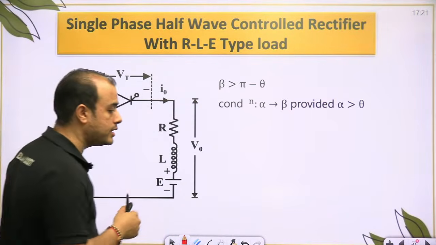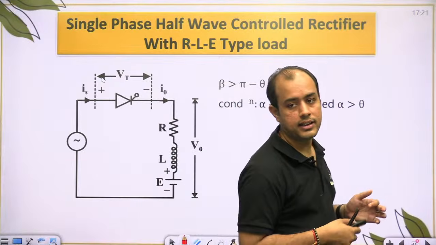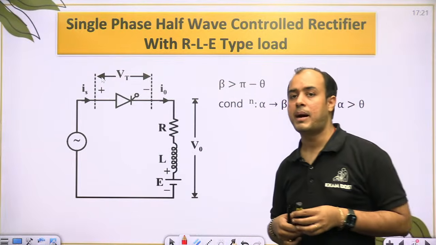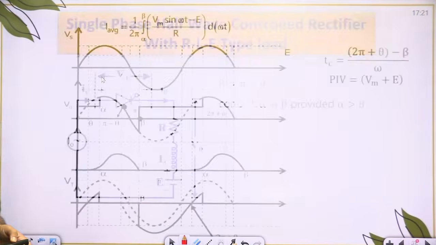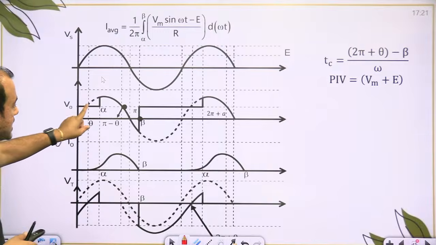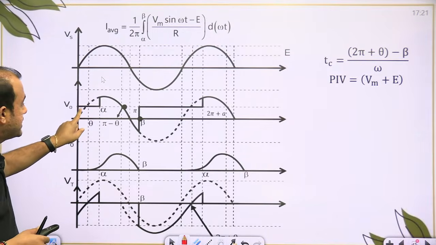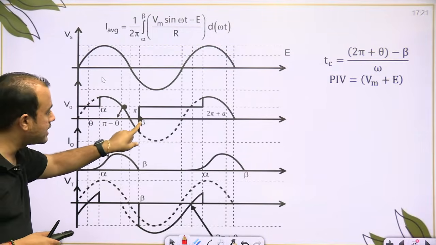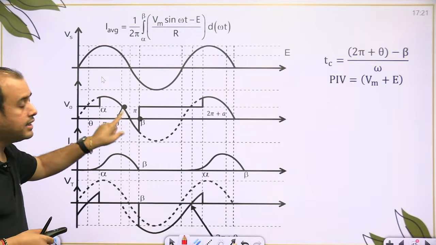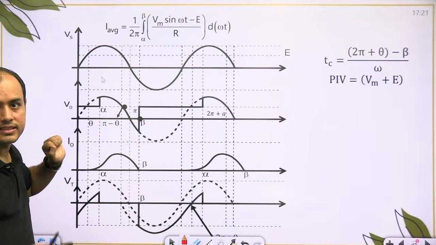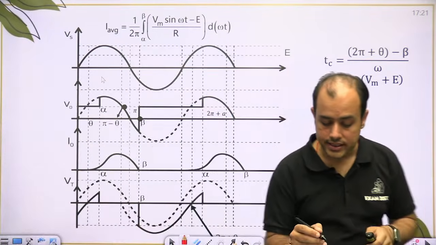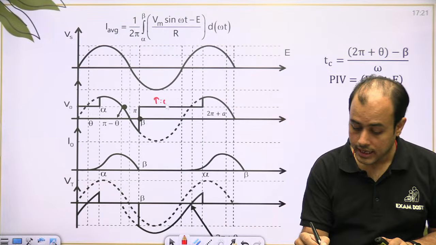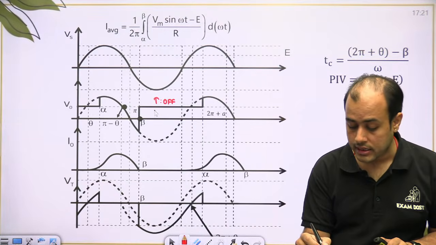Last is the RLE load. Because of the inductor, the conduction goes above pi minus theta, so beta is greater than pi minus theta. Now I am starting again at alpha, which is after theta, but I will continue up to beta, whereas this angle is pi minus theta. So I went up to beta. After beta, the thyristor is off.